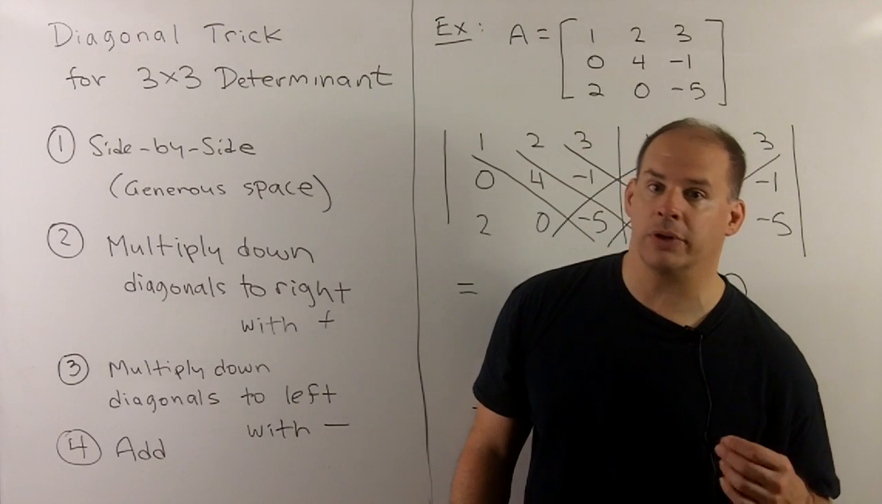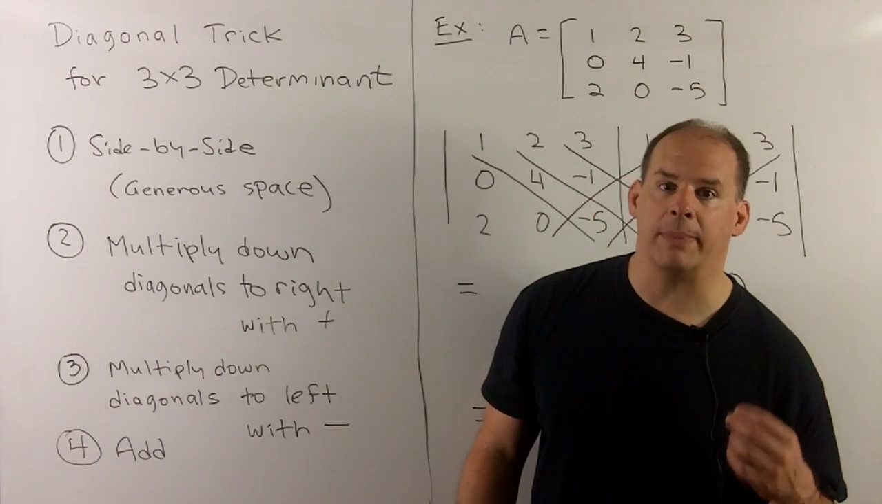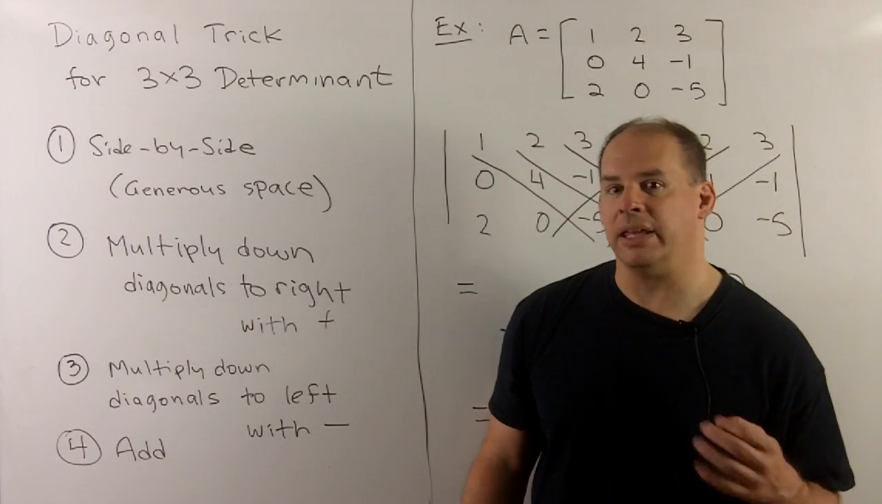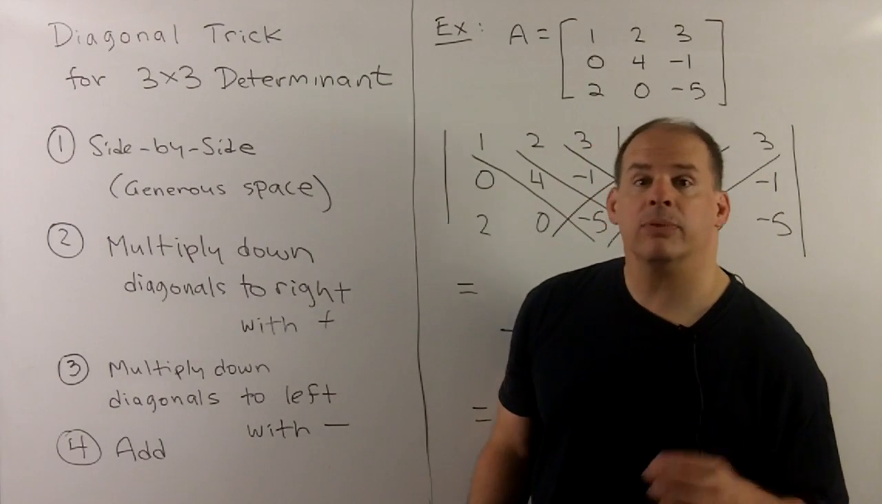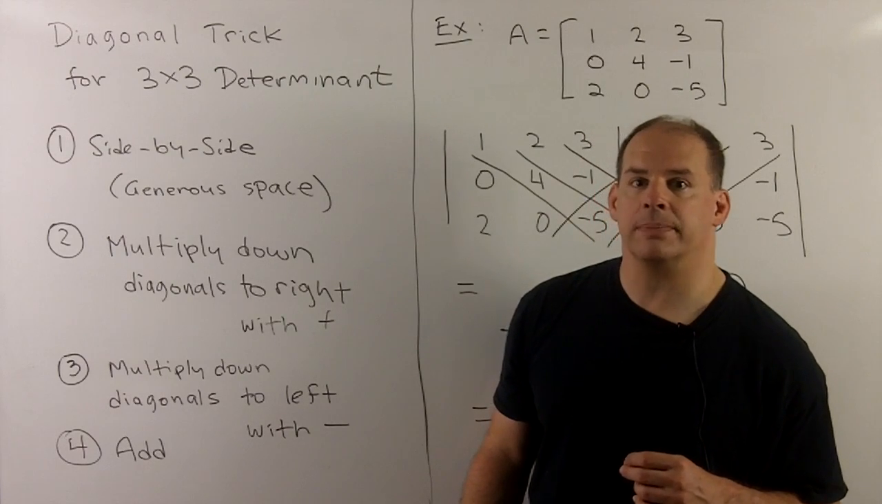Here's a really useful trick for computing determinants. The only drawback, it only works for the 3x3 case. I give you the diagonal trick for 3x3 determinants. Let's start with the checklist.